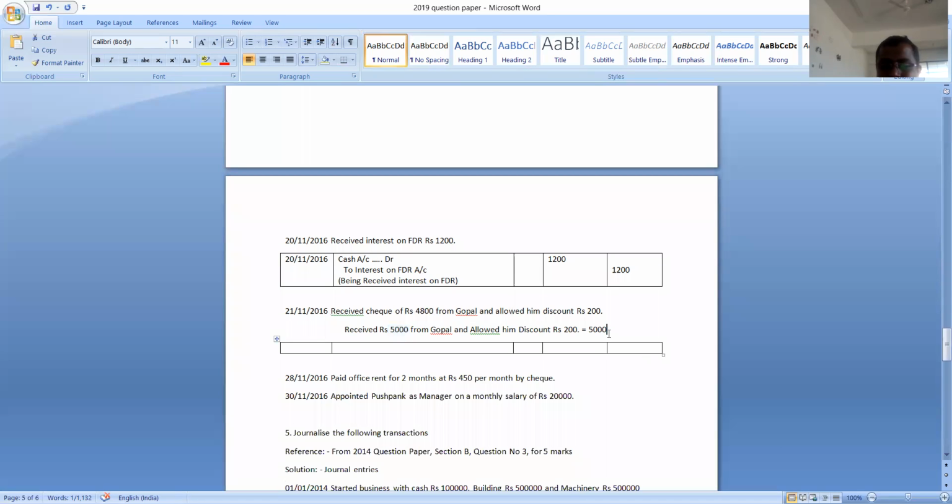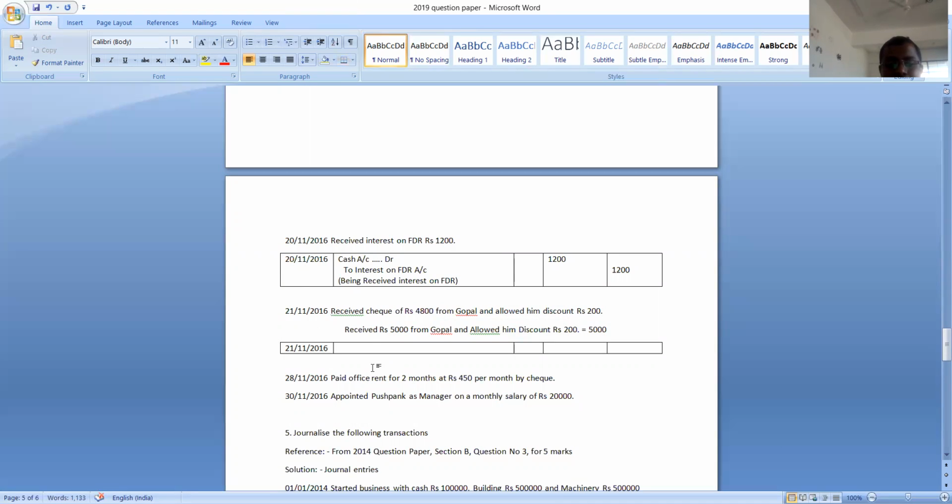Actually, this particular statement is not there in the question paper, but I just wanted to show you how to treat the discount when payment is made or received in the form of check, and when payment is made or received in the form of cash. See, here it is 21/11/2016. Let us pass the journal entry for this transaction first.